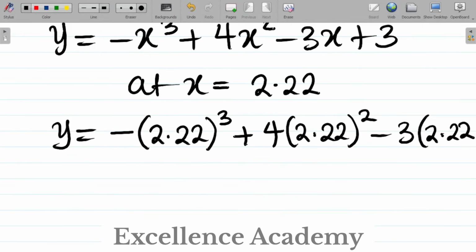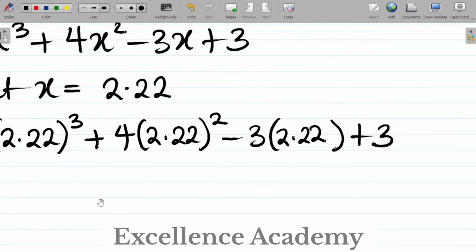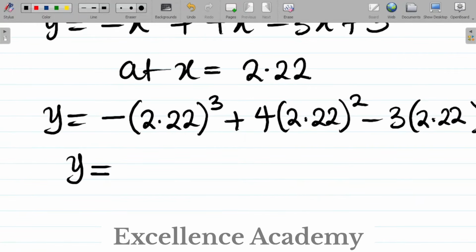So putting that value there, what do you have? I will use a calculator to punch this and get my answer real quick: minus 2.22 all cubed plus 4 into 2.22 all squared minus 3 into 2.22, then plus 3. If I work on this, this will give me about 5.11.